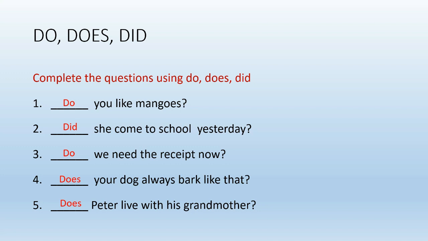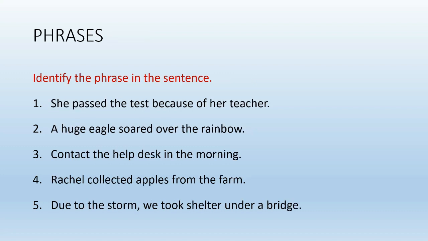Yes children, I hope you understood the usage of do, does, did in framing questions. So let's go to the next concept, phrases. What is a phrase? A phrase is a group of words which gives some idea but not complete sense. And usually a phrase may not have a subject or a verb. Either of them may be there or may not be there.